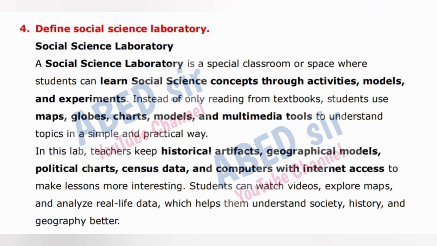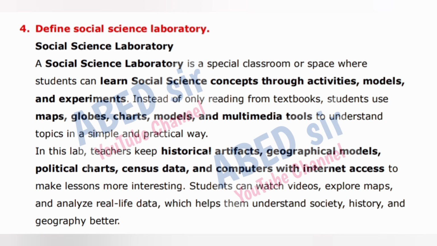Define social science laboratory. A social science laboratory is a special classroom or space where students can learn social science concepts through activities, models, and experiments. Instead of only reading from textbooks, students use maps, globes, charts, models, and multimedia tools to understand topics in a simple and practical way. In this lab, teachers keep historical artifacts, geographical models, political charts, census data, and computers with internet access to make lessons more interesting.